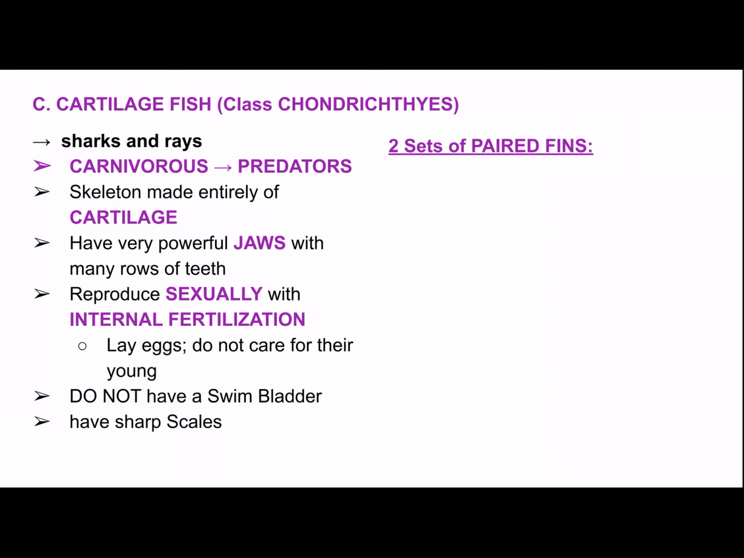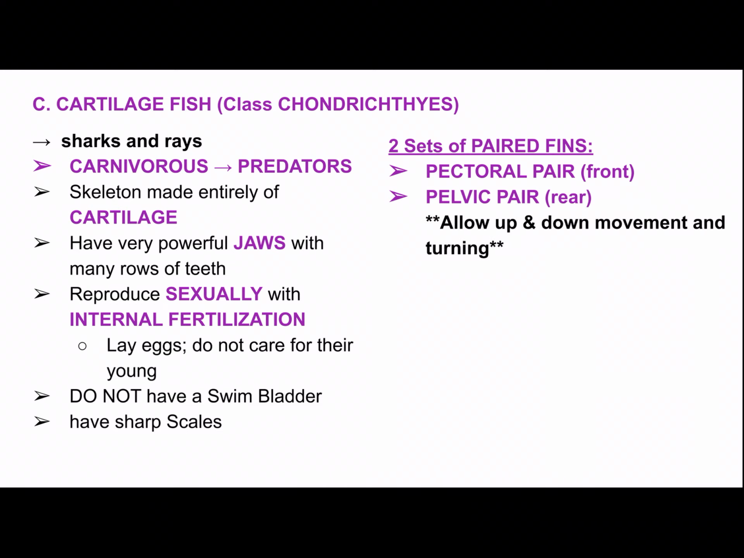Now these guys have two sets of paired fins, and these are very indicative, especially of the sharks. They have the pectoral pair, which is in the front, and then they have the pelvic pair, which of course is in the back. These allow for up and down movement and turning. They also have very large tail fins, which propel them through the water. Their tails are very strong, and they whip them back and forth, and that's what enables them to move through the water very quickly.